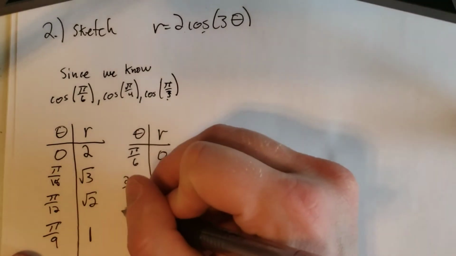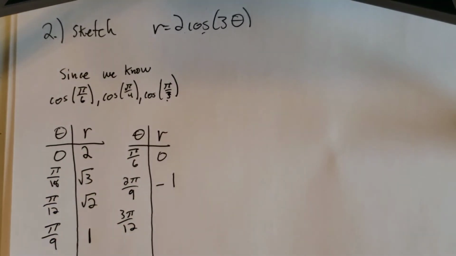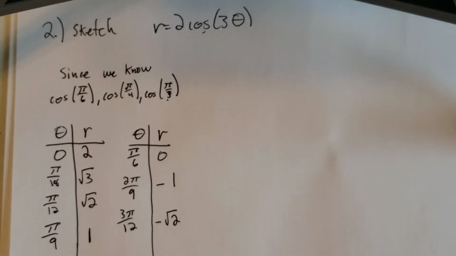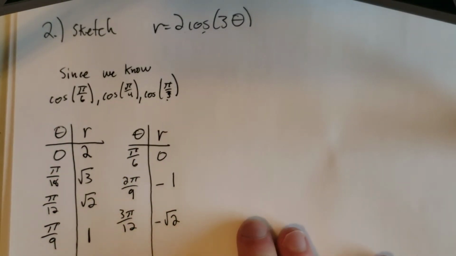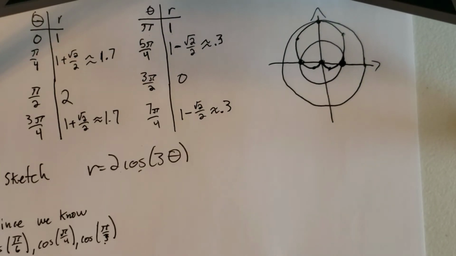And then the last one here will be 3 pi over 12. We plug in 3 pi over 12, multiply by 3, we get 9 pi over 12, which is the same as 3 pi over 4. Cosine of that is negative root 2 over 2. And so this is negative root 2. And this will be enough to get us started with the 3-leafed rose.